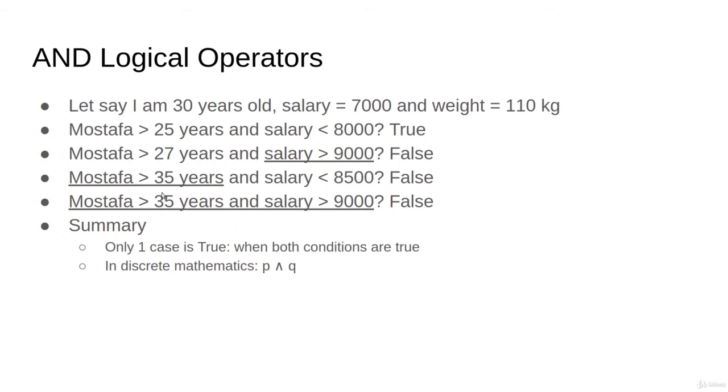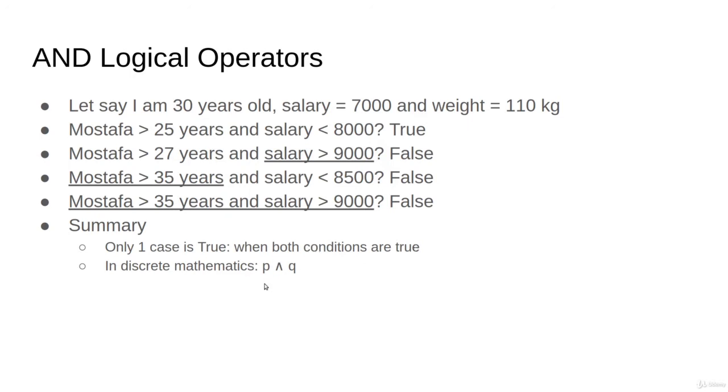What about 35 years and salary less than 8,500? This is again false because this information is wrong. And what about if Mustafa is greater than 35 and salary is greater than 9,000? This is false because the two conditions are false. So now here, in the logic of the word AND that we even use in our daily usage, we know that it will not be really true unless both of them are true.